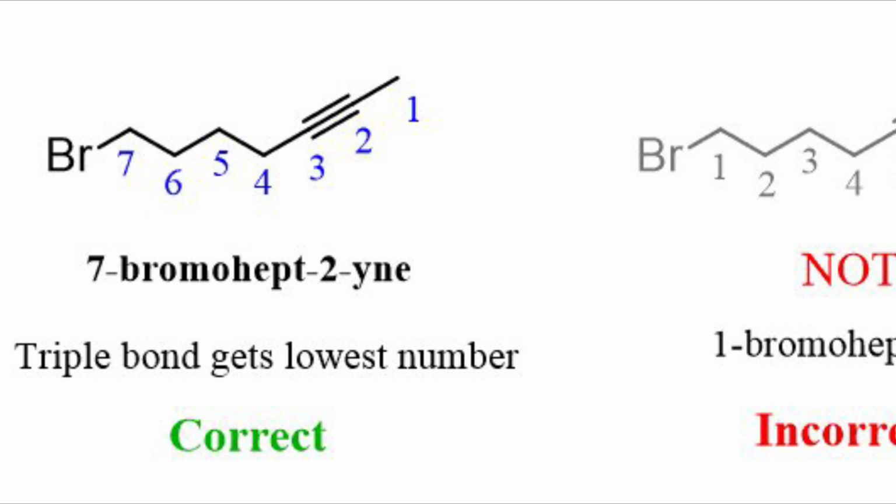In another example, here the longest continuous carbon chain contains 7 carbon atoms, so the prefix is hept. Then here there are 2 functional groups, a bromine atom and a triple bond. But the rule is that the triple bond gets the lowest number. So the numbering starting from the right side is correct. So we get the name 7-bromo-hept-2-yne.